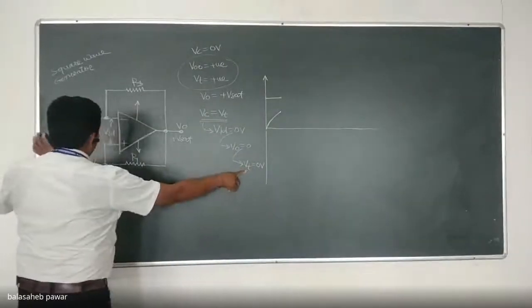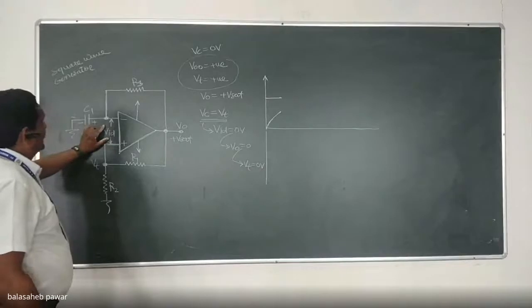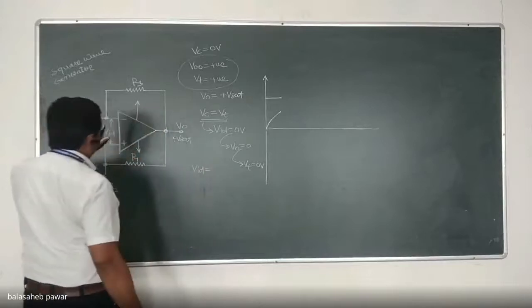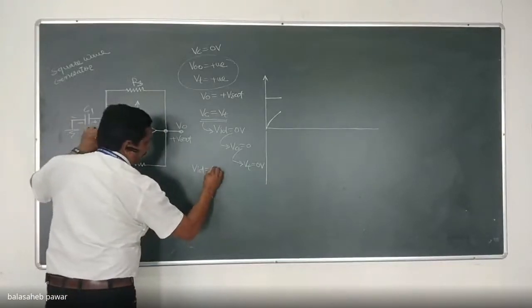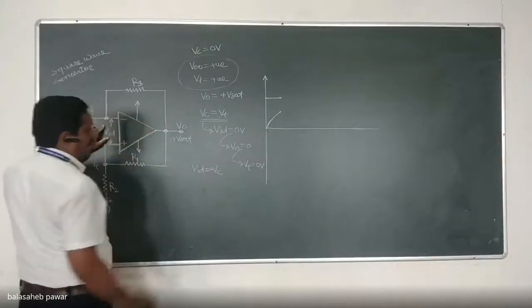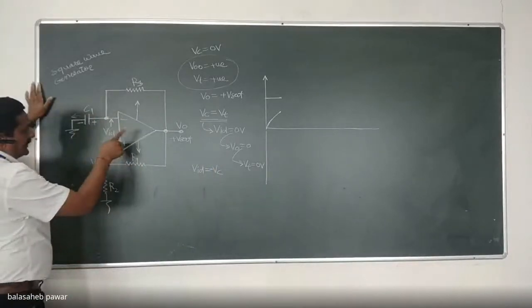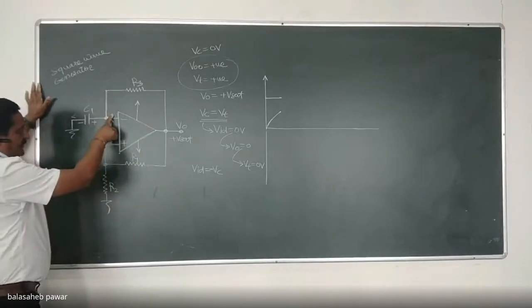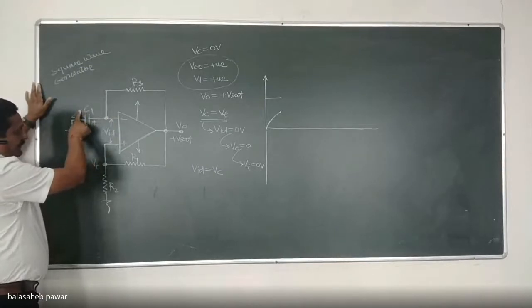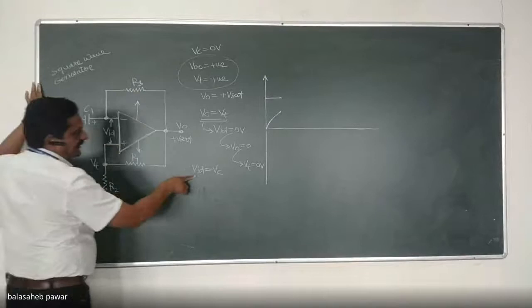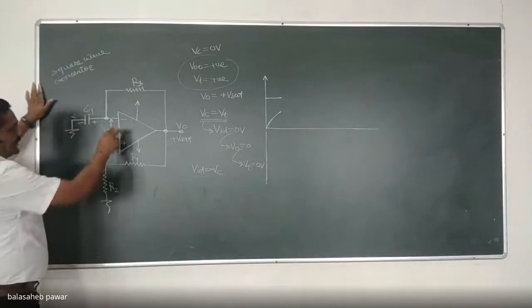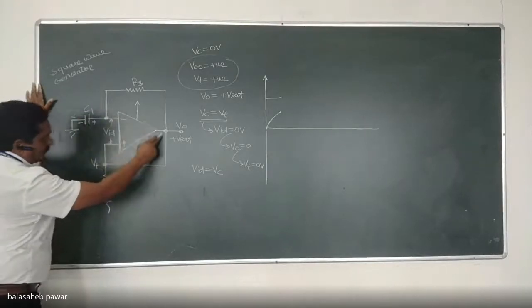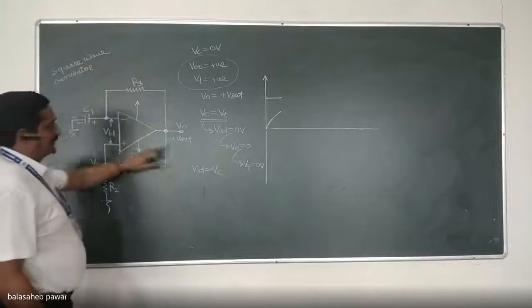So when VT becomes 0, VID will be negative VC. See, that differential input voltage will be minus VC. Why minus VC? Because VID is nothing but the potential at the non-inverting terminal minus the potential at the inverting terminal. The potential at the inverting terminal is VC, so 0 minus VC. That's why I wrote it as minus VC. Correct? And because of the energy stored by this capacitor, which is applied to the inverting terminal, the output will immediately get forced to minus VSAT.